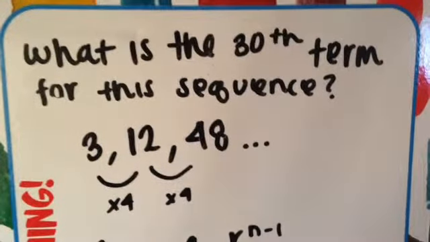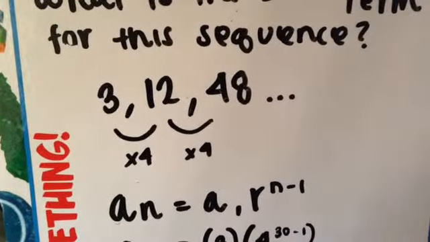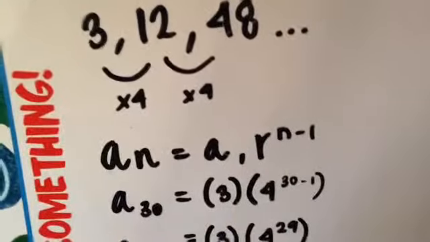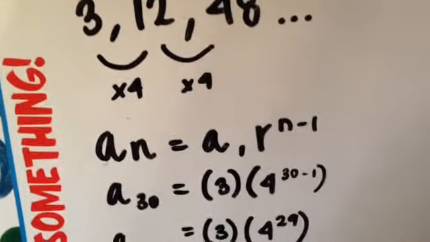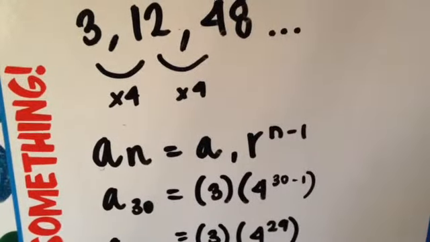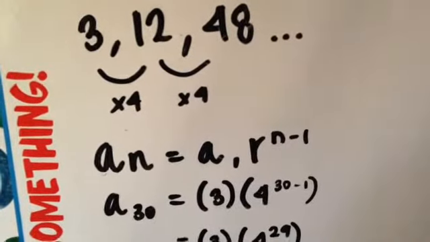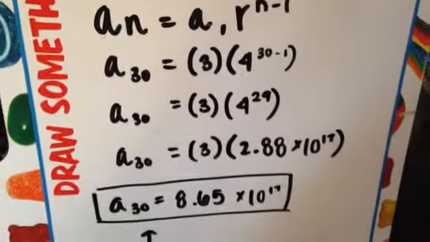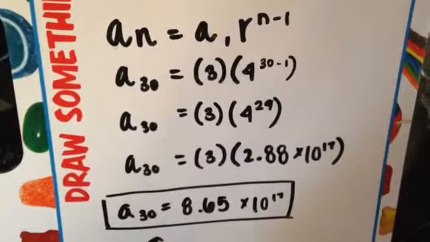Okay, so this is an example for a geometric sequence. We're going to try to find the 30th term. We see that within all of the given terms, it's times 4 to get the next term. So we're going to use an equals a1 times r to the power of n minus 1. So n equals the number of terms, a1 is the first term, 4 is the common ratio, and 30 is the number of terms minus 1. Plug in all your values, and your 30th term is 8.65 times 10 to the 17th power.